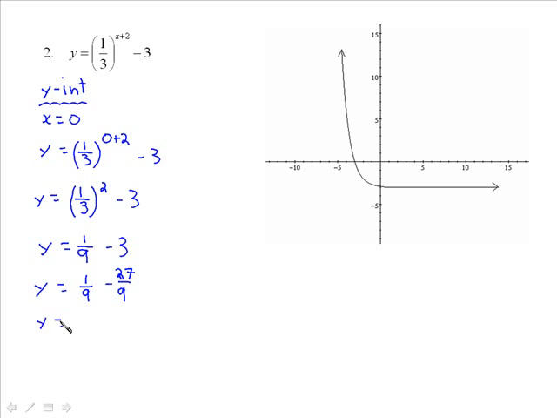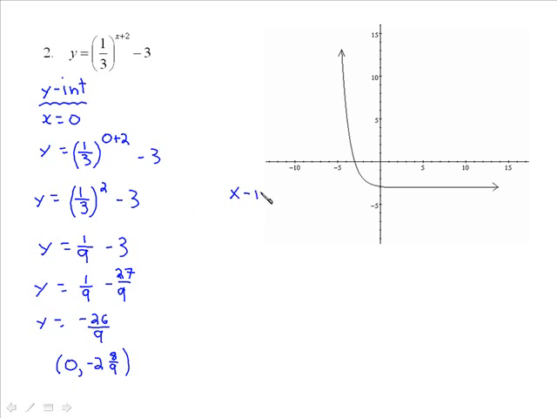So y is equal to negative 26 over 9. Now, if you want to write that as an ordered pair, you might prefer to put it as a mixed number. It doesn't really matter. It's going to be negative 2 and 8 over 9 in any case. And that appears to be right. It almost looks like it's negative 3, but just a tick upwards.